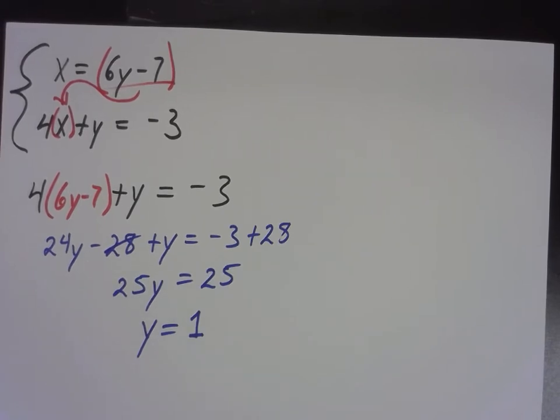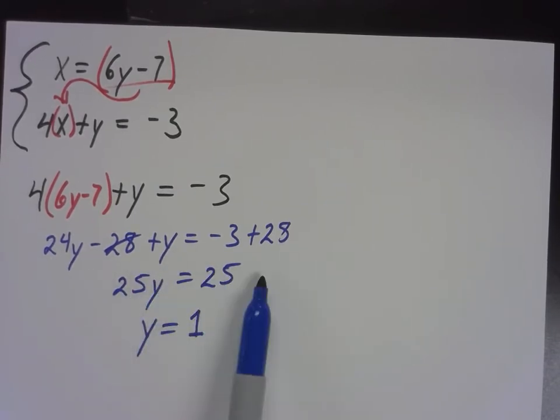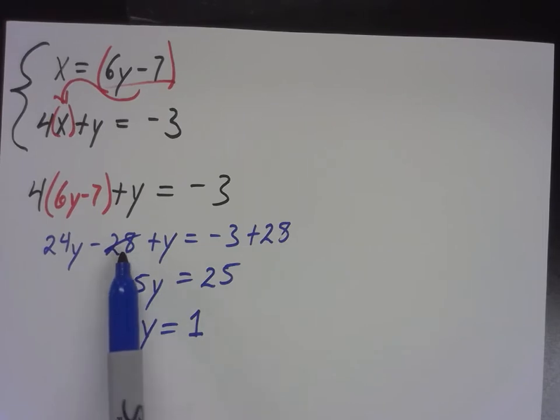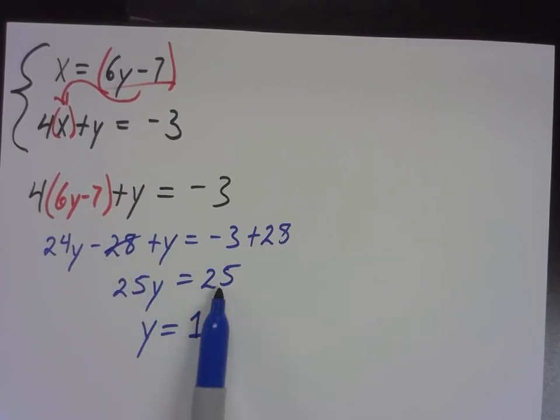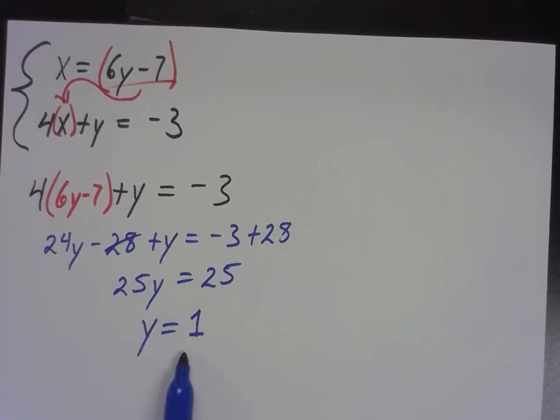I didn't show all my work very well, but I did add my like terms first. I made sure there wasn't a variable on both sides, and then I got rid of the constant by adding 28 to both sides, so that was 25. And then I divided both sides by 25 and just got y equals 1. Okay? You're halfway. We still need to know what x is equal to, don't we?